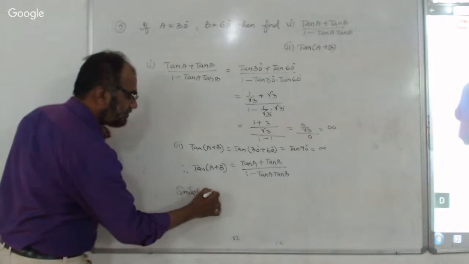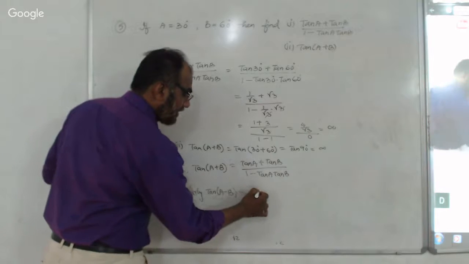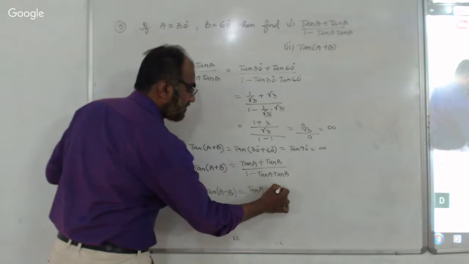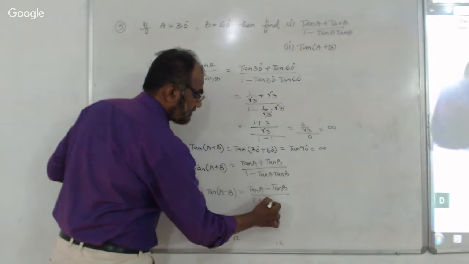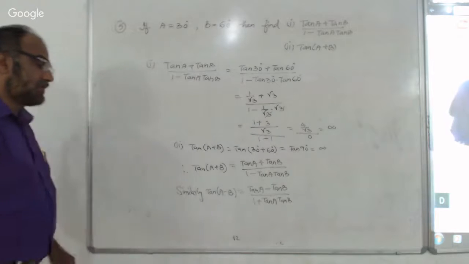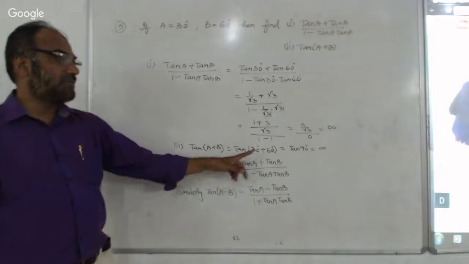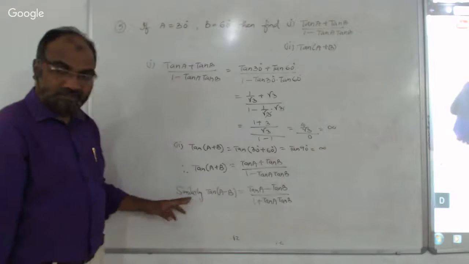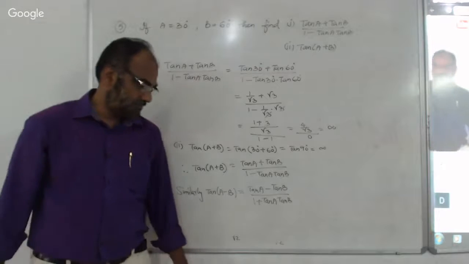Similarly, tan of A minus B, you get tan A minus tan B by 1 plus tan A tan B. These are the two important results again. Tan of A plus B is tan A plus tan B by 1 minus tan A tan B. Tan of A minus B is tan A minus tan B by 1 plus tan A tan B. Make a note.